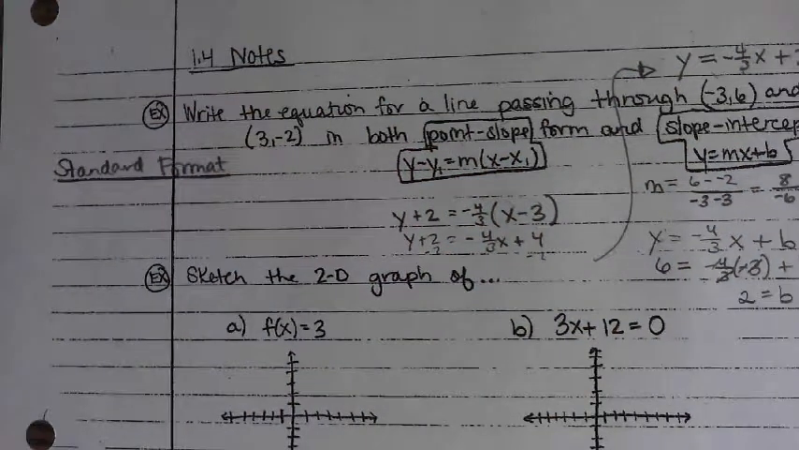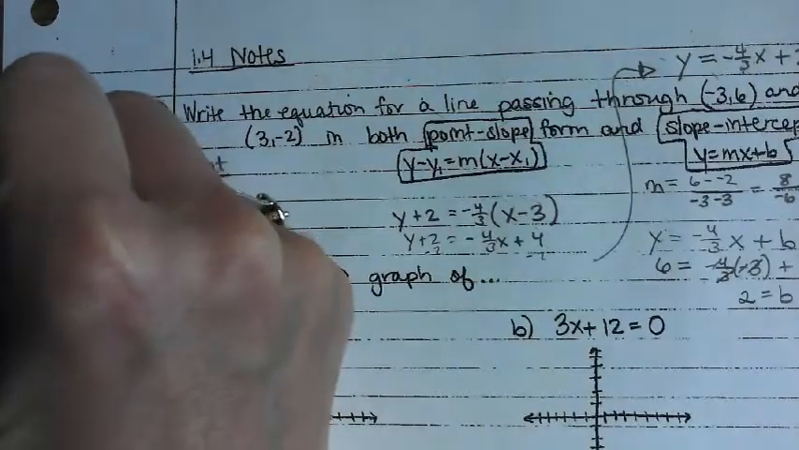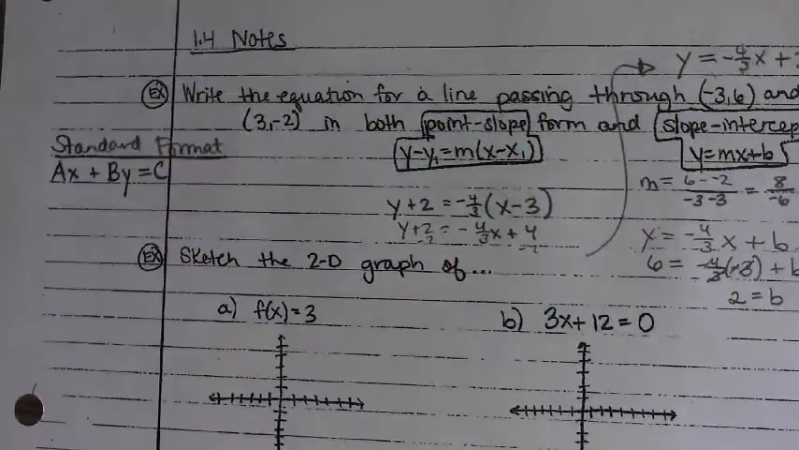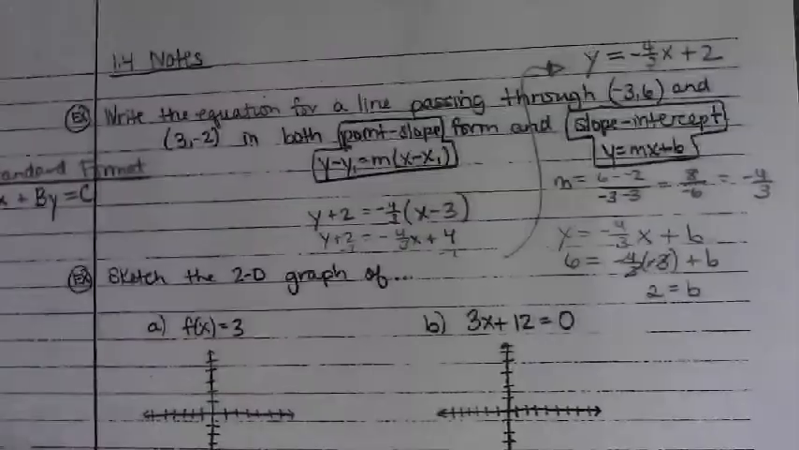Okay, standard format is actually the format that a line is most often in when you're doing elimination. So it's like Ax plus By equals C, where A, B, and C are whole numbers. So your x and y terms on the left.